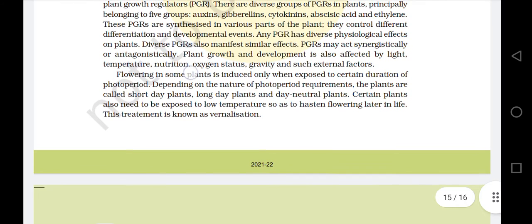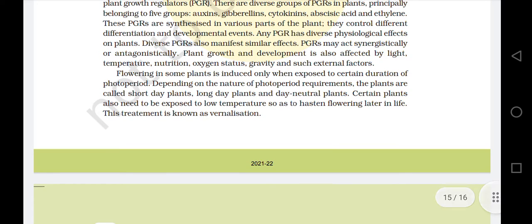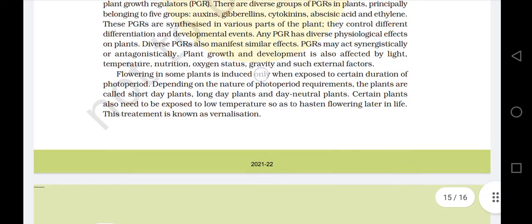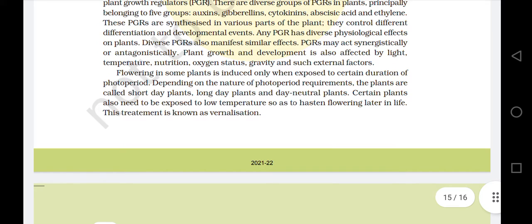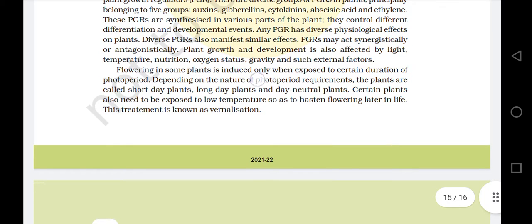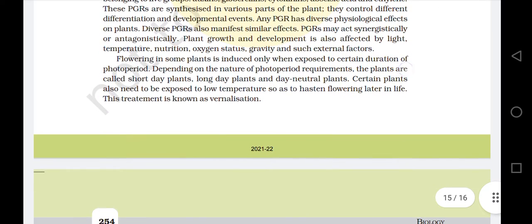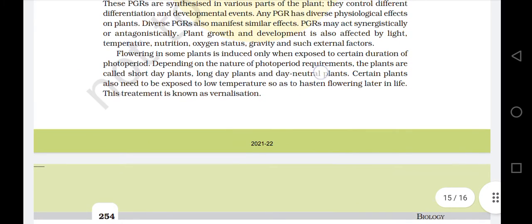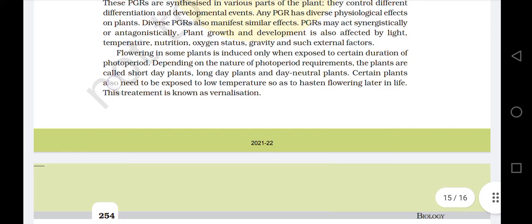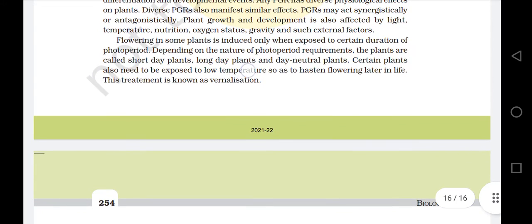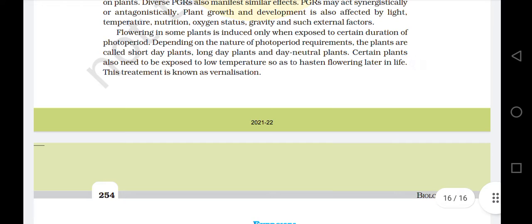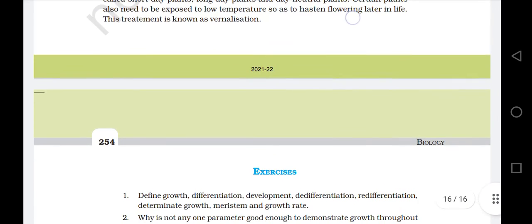Flowering in some plants is induced only when exposed to a certain duration of photoperiod. Depending on the nature of photoperiod requirements, the plants are called short day plants, long day plants, and day neutral plants. Certain plants also need to be exposed to low temperature so as to hasten flowering later in life. This treatment is known as vernalization.